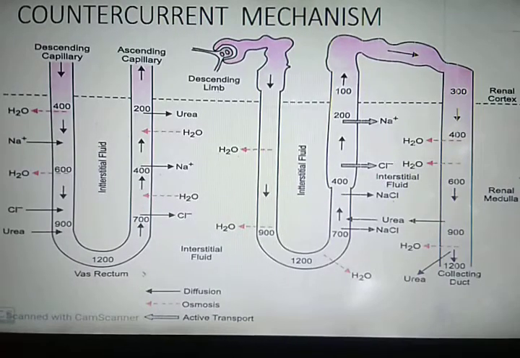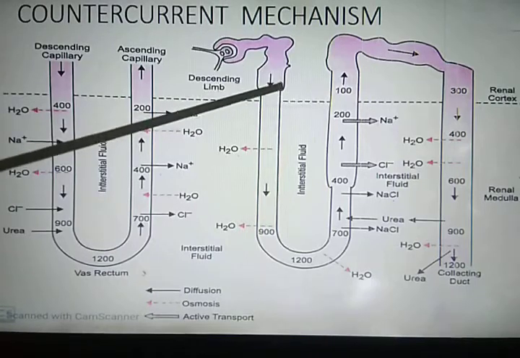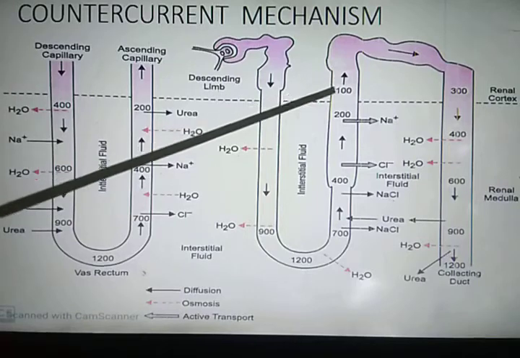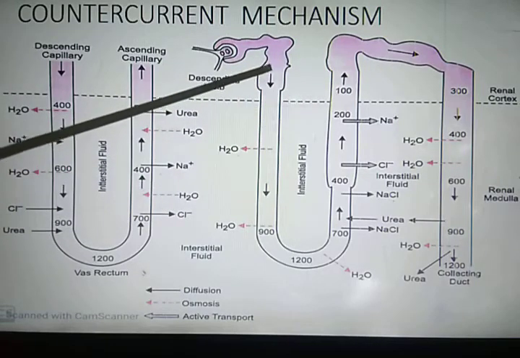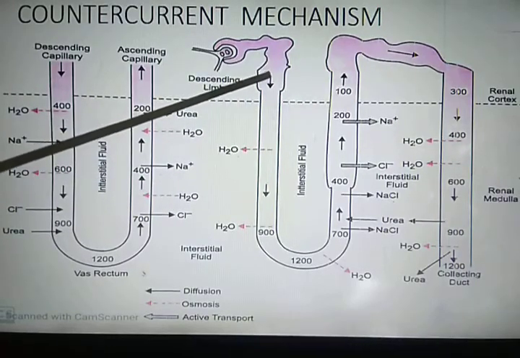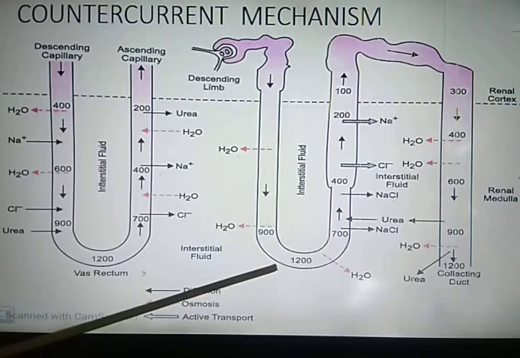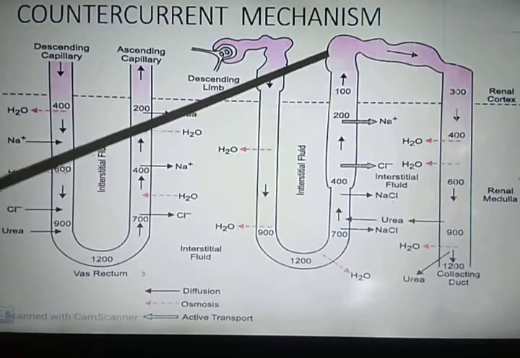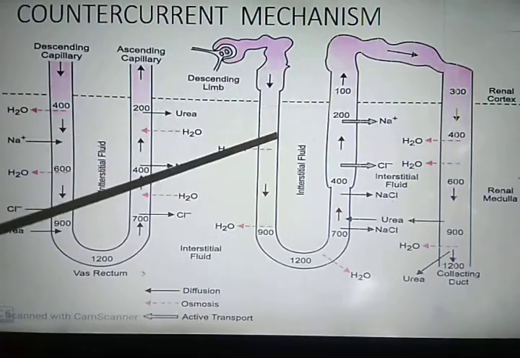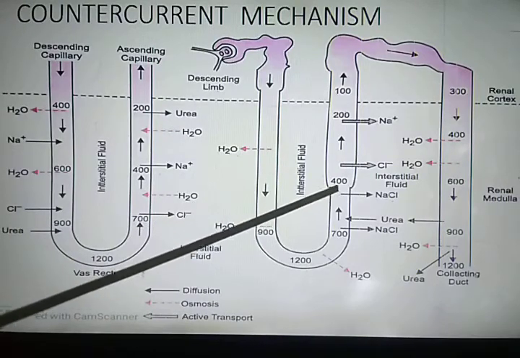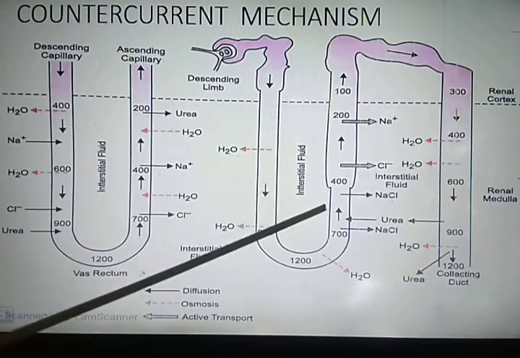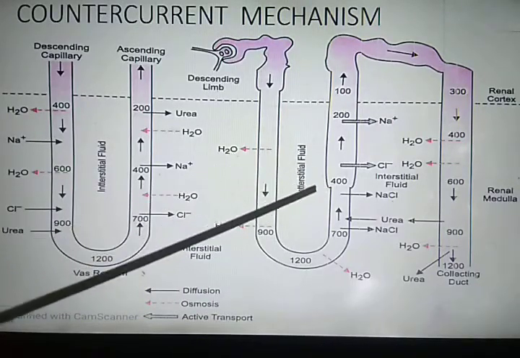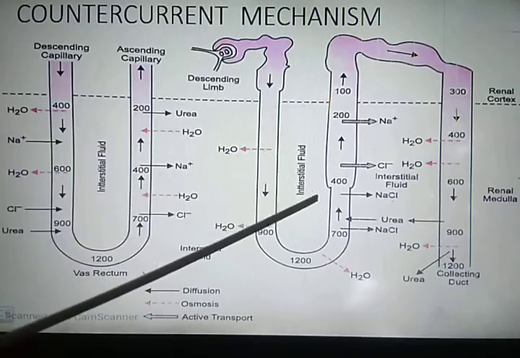You can notice the flow of filtrate in the two limbs of Henle's loop, in the descending limb and in the ascending limb. Both are in opposite direction. In the descending limb, filtrate moves from cortex to medullary region, and in the ascending limb it moves from medullary to cortex region. So the flow of filtrate in both the limbs is in opposite direction, and this forms a countercurrent. So this is known as the countercurrent. I hope it is clear to everyone.